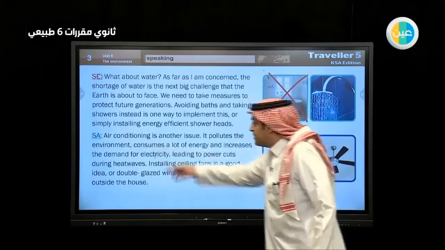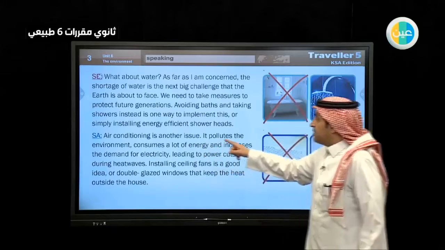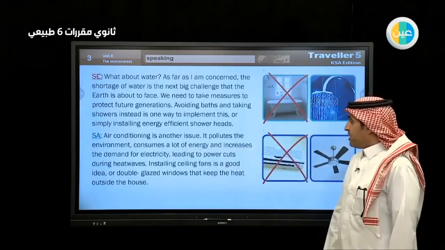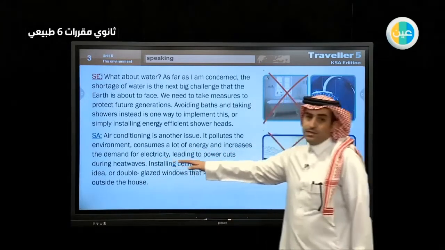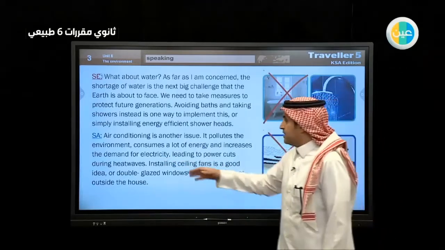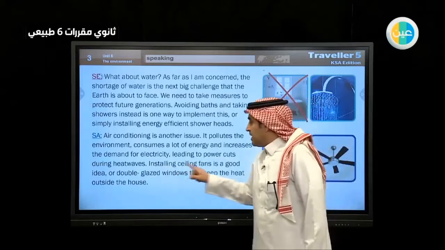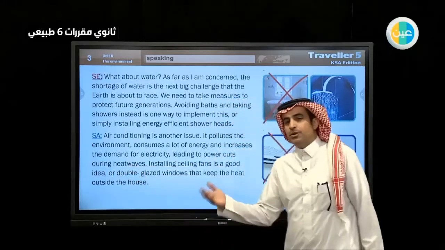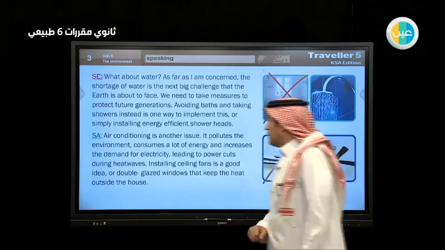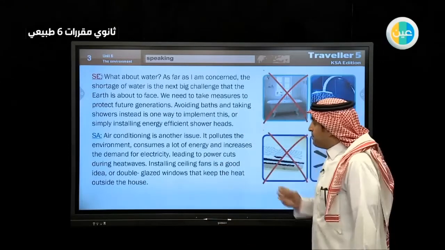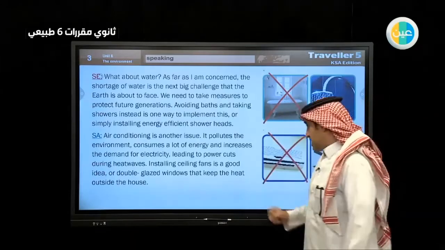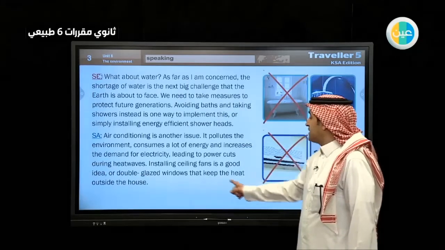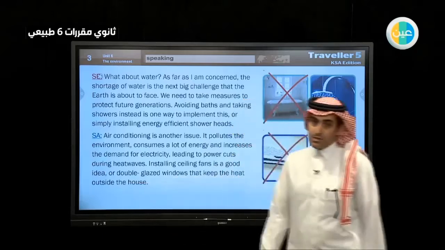Student A, air conditioning is another issue. It pollutes the environment, consumes a lot of energy and increases the demand for electricity. So air conditioning uses a lot of electricity, leading to power cuts. Sometimes power cuts stop everything working. Why? During heat waves, during the summertime, that happens. Installing a ceiling fan, bringing a ceiling fan from the shop and using it is a good idea, or double glazed windows that keep the heat outside the house.